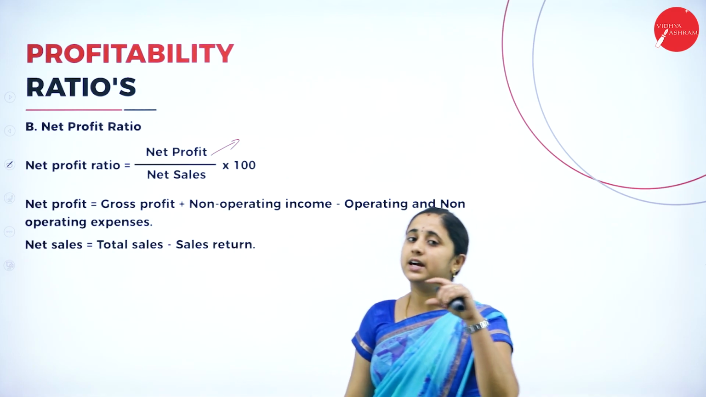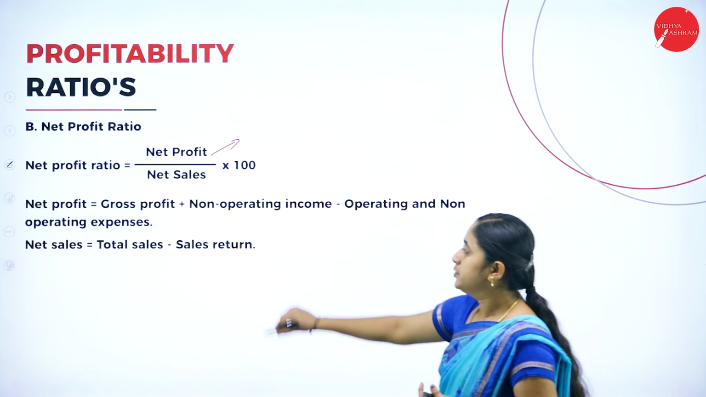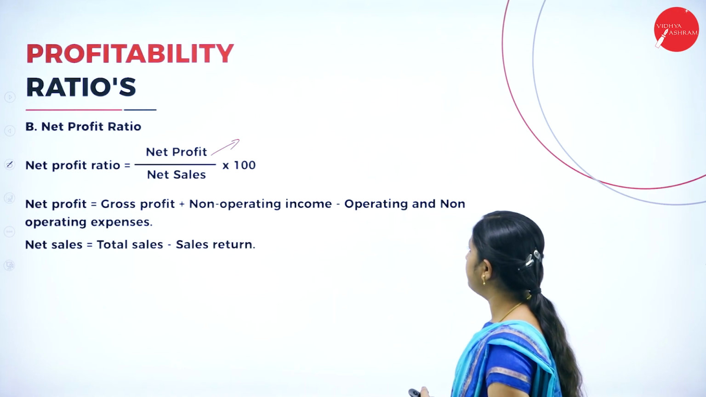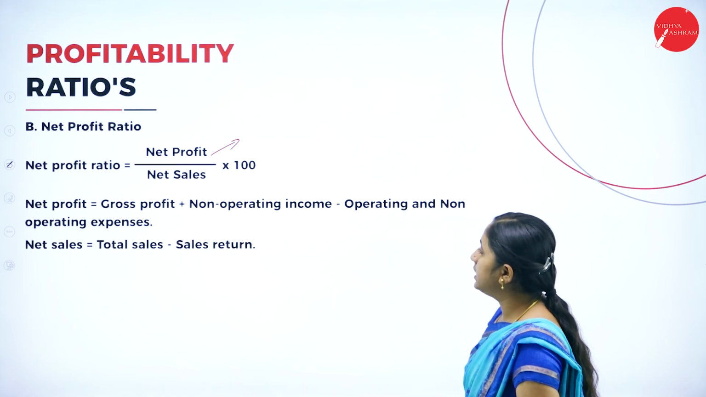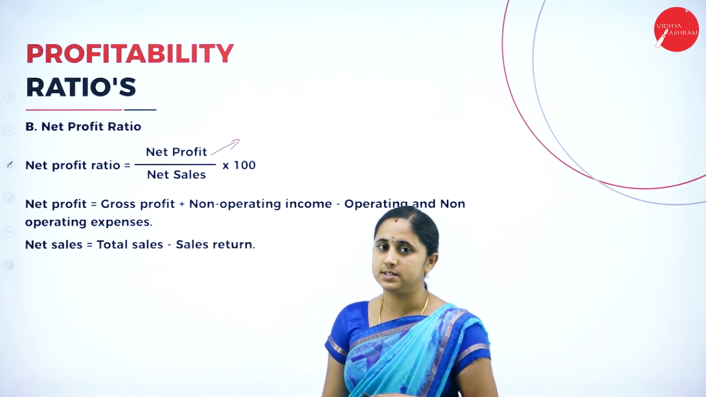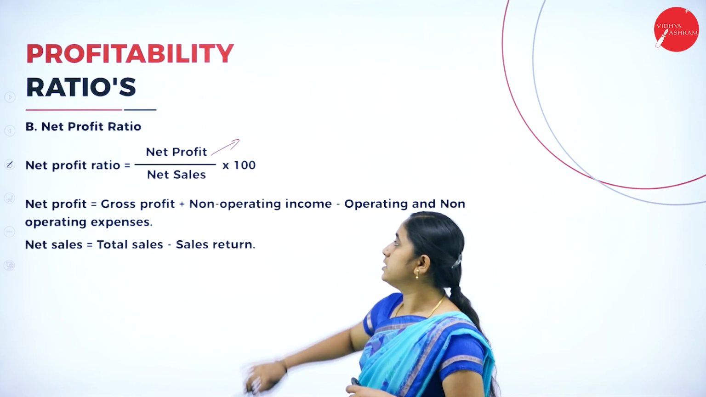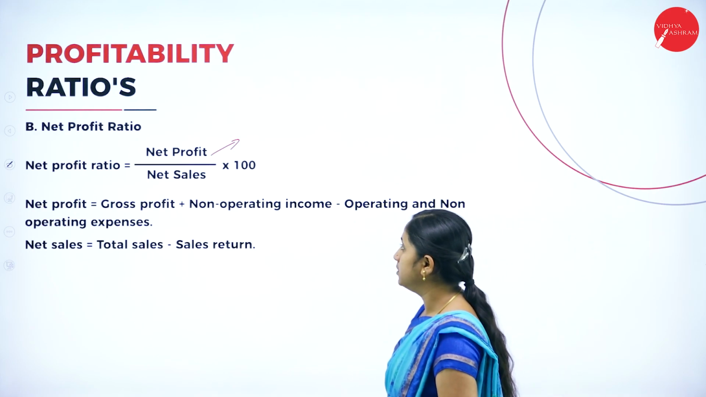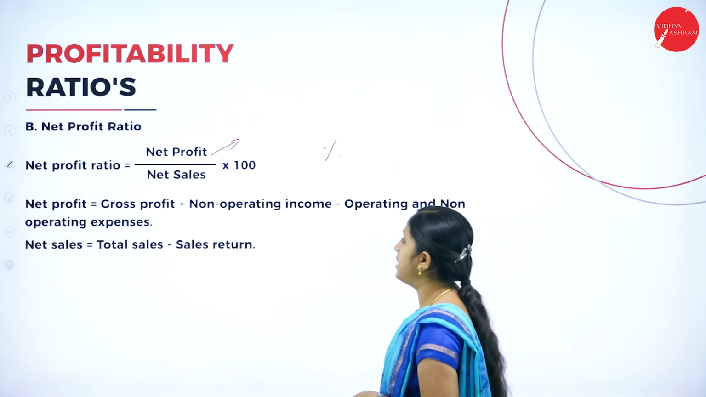From the profit and loss account, we will calculate the net profit. We can consider that net profit, or else you can consider the gross profit plus non-operating income minus operating and non-operating expenses. Next, net sales. We know net sales is equal to total sales minus sales return. It is also expressed in percent.